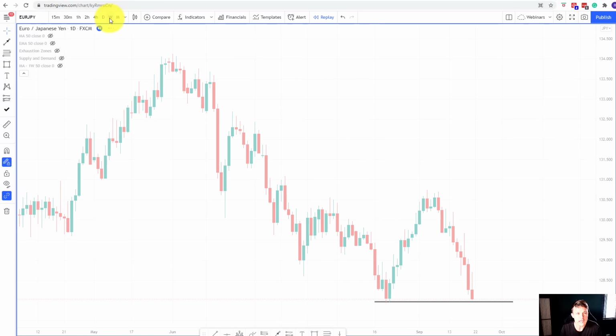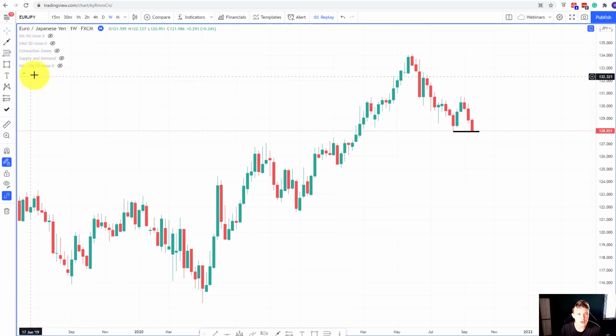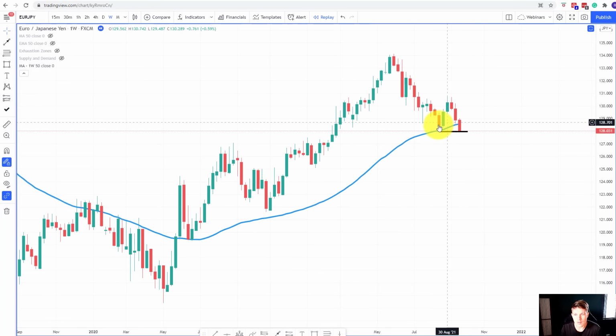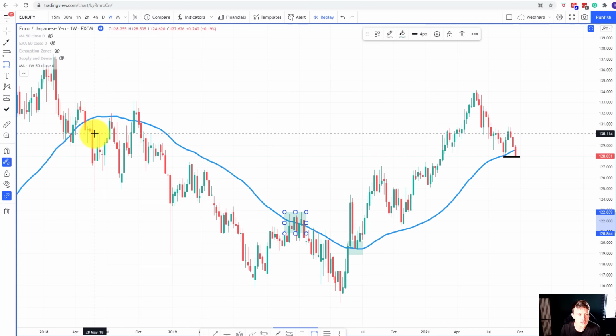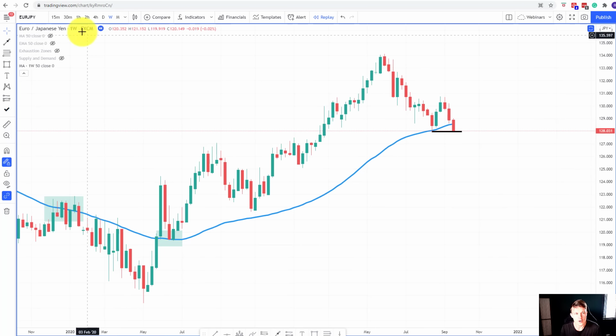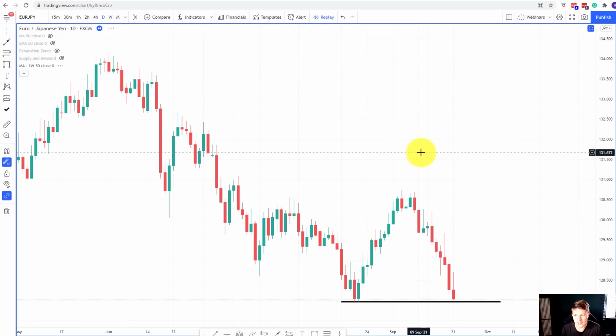Now we can go to the weekly time frame, and when we turn on my favorite moving average, which is the 50 period, you can see that the market is currently trading around it. This candle isn't closed yet, so it's very interesting to see because the 50 is a moving average that is often causing reactions and the market is often trading around it. So we have a very interesting confluence here as well.